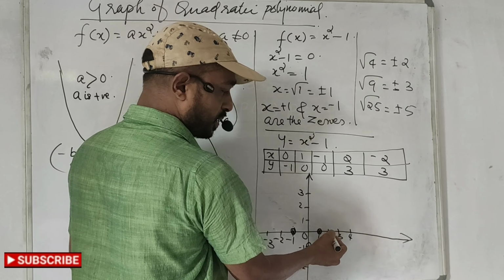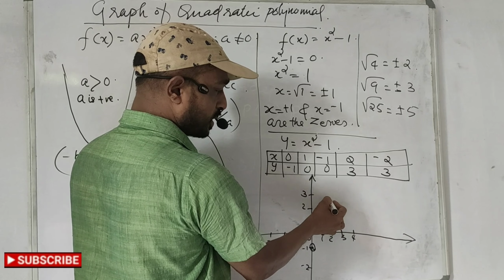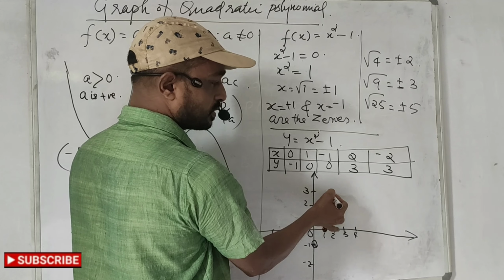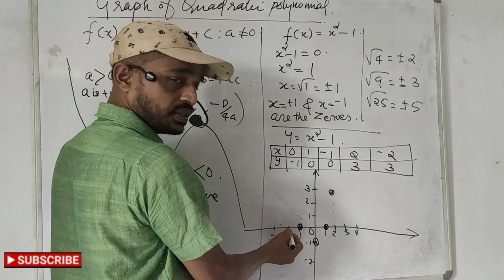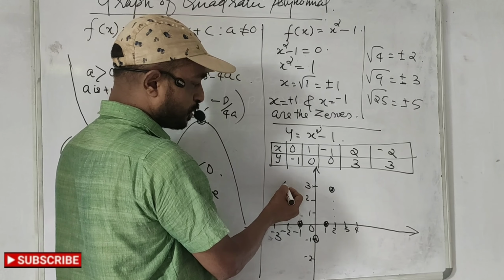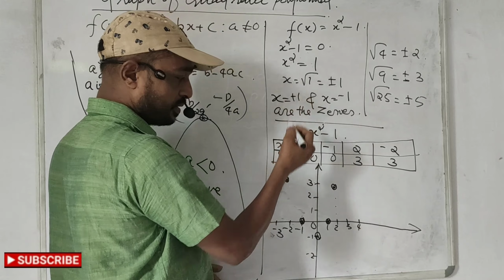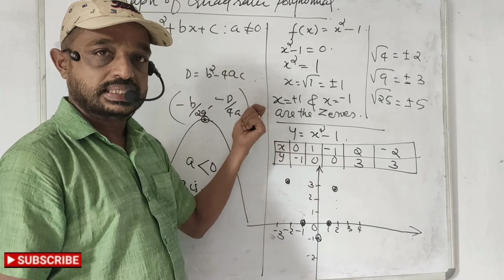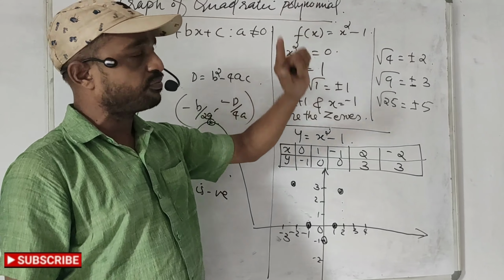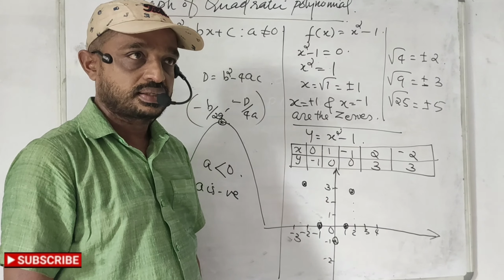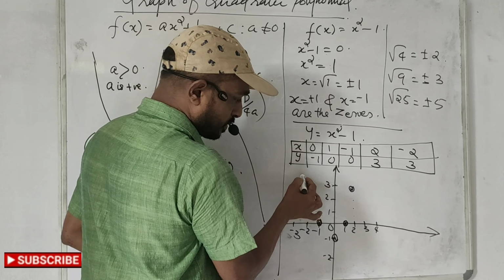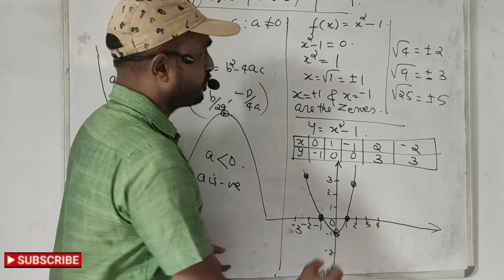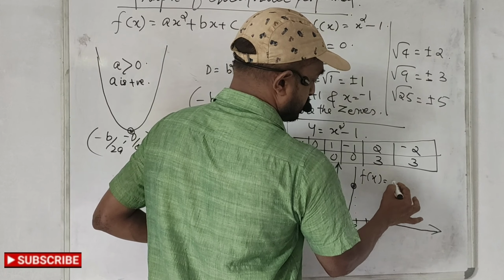2, 3. Corresponding to x equal to 2, you will have to mark 3. So 2, 3. Minus 2, 3. So this is the point x equal to minus 2, and corresponding to this, you will have to mark 3. So if you join all these points plotted by a smooth freehand curve, then that will be the graph of f of x is equal to x square minus 1. Now let us join. So this is the graph of f of x is equal to x square minus 1.